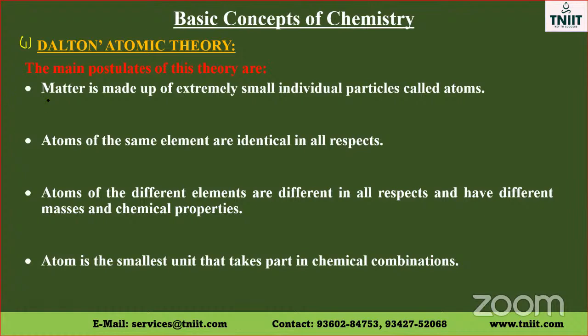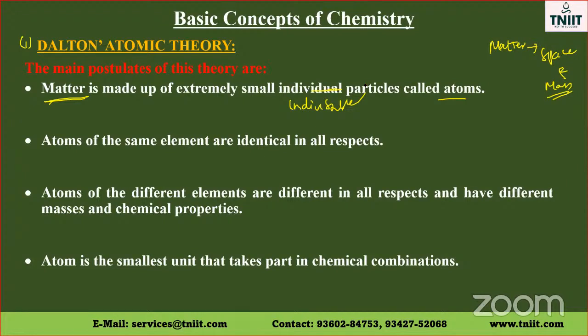Matter, as we learned, is something which occupies space and volume, which has a definite mass and volume. A definite space and mass will be called matter. So matter is made up of extremely small, indivisible particles called atoms. Atoms cannot be divided. That was the proposal given by Dalton. In modern days, we know that an atom can be divided into subatomic particles like electrons, protons, and neutrons.